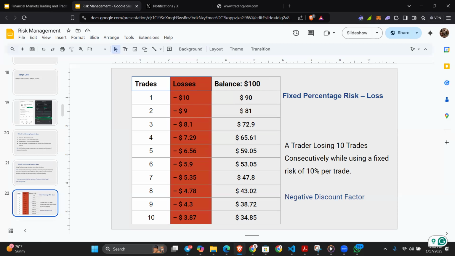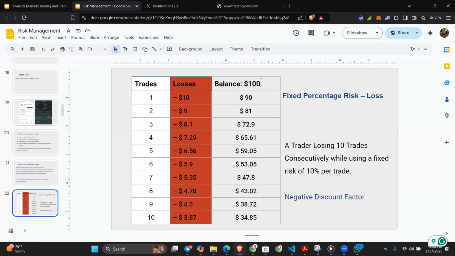Now in the second trade, he lost, since 10% of $90 in the second trade is $9. So he has a balance of $81. Now in the third trade, he's risking 10% of 81. 10% of 81 is 8.1. So he has $72.9 left after the third loss. Now do this calculation on your own, just calm down. This is for 10 trades. Now do this calculation to 20 trades.